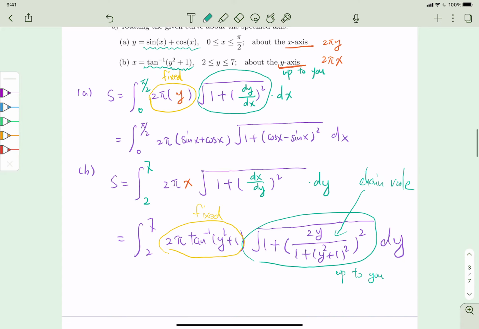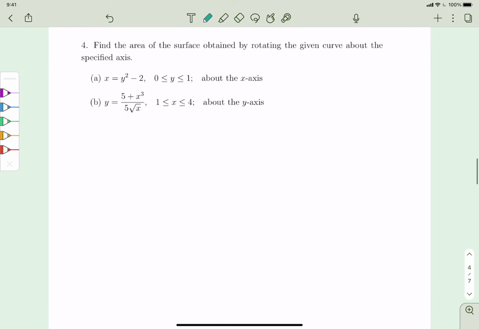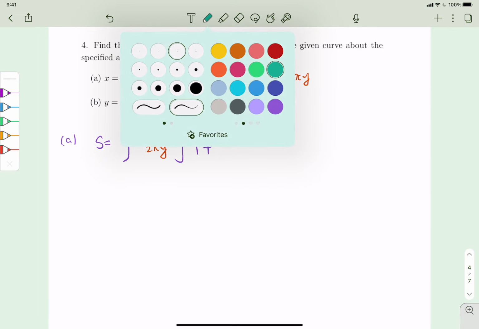Now let's move on to question 4, which is also the same, I think. Find the area. Okay. Now follow the same format. The surface area S is equal to integration, right? And then I know this is about the x-axis, right? So this part is fixed, 2 pi y. I should write 2 pi y here. And the other stuff, that is this square root 1 plus. Should it be dx over dy or dy over dx? It depends on you. Okay.